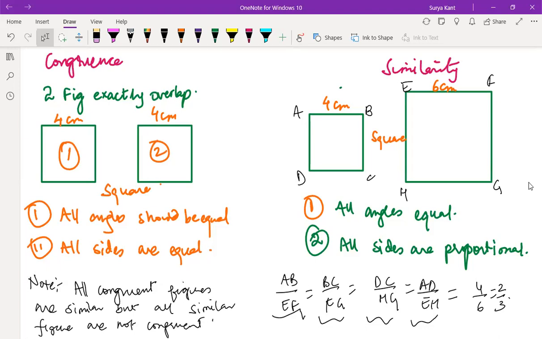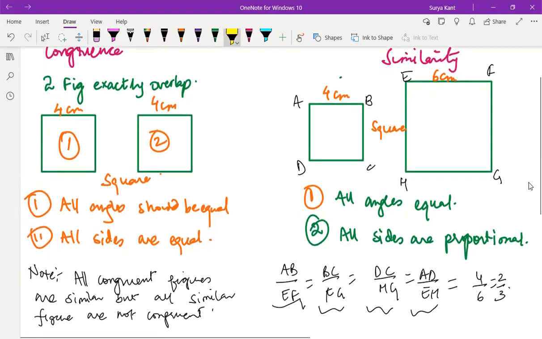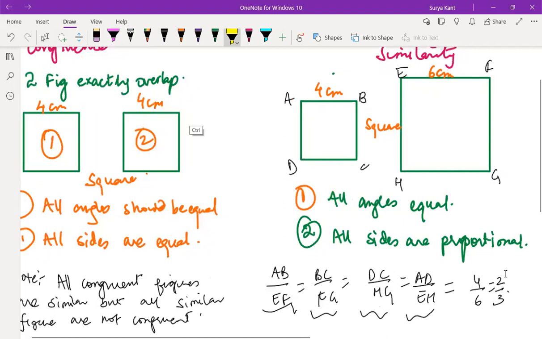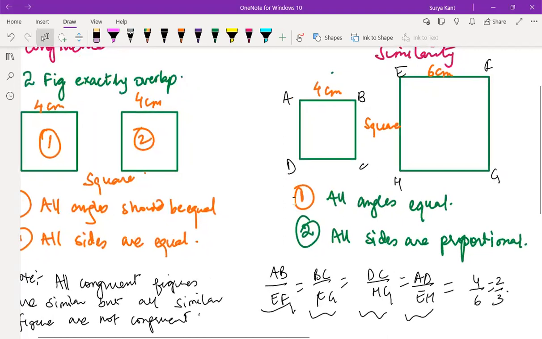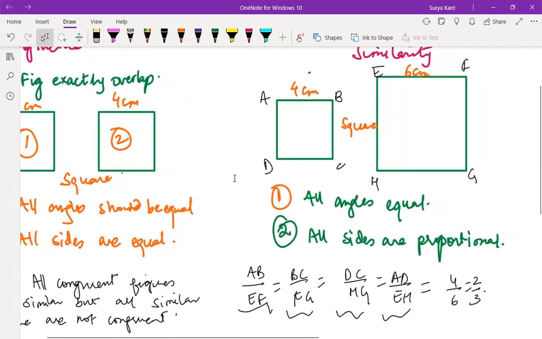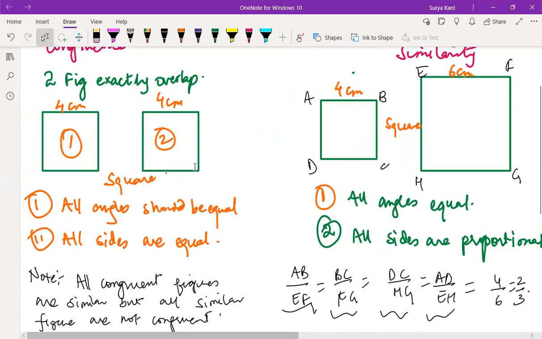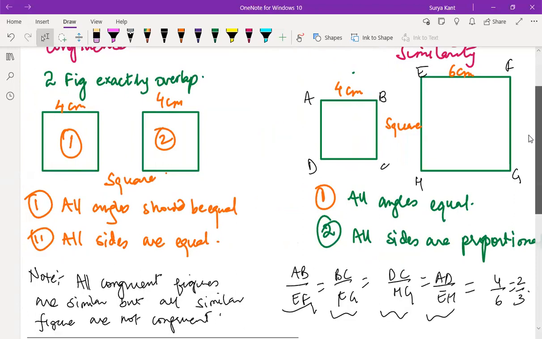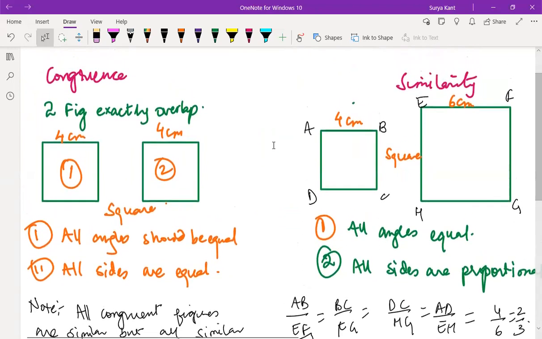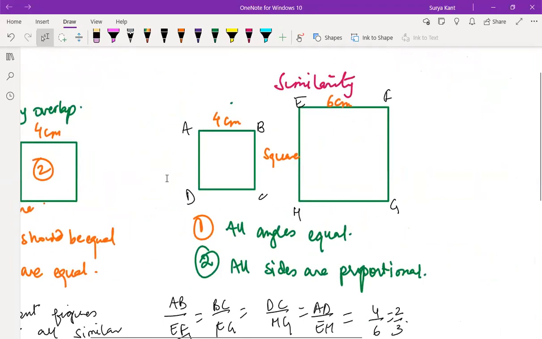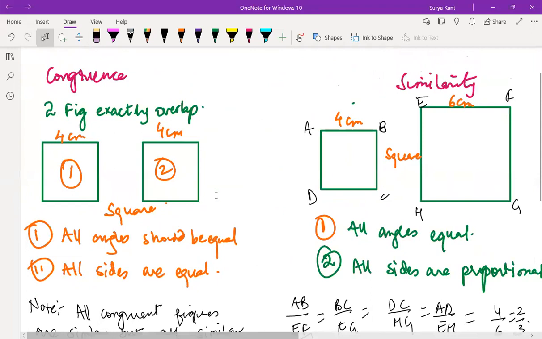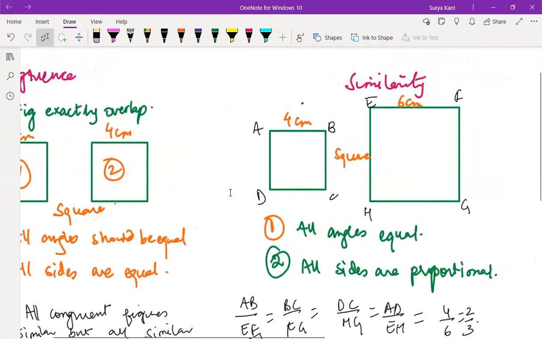Is it clear, children, till here? Yes, sir. So right now we read the difference between congruence and similarity. In class 10th you are not having the congruence part, you are having the similarity one. We can add one more point also: in similarity, two similar figures have the same shape but not necessarily the same size. What we have written for congruence is the same thing here.